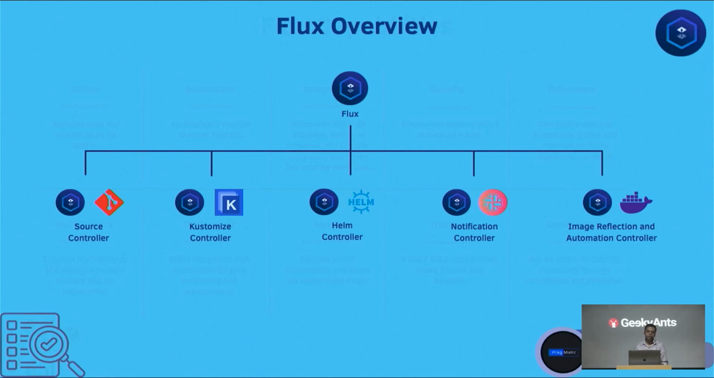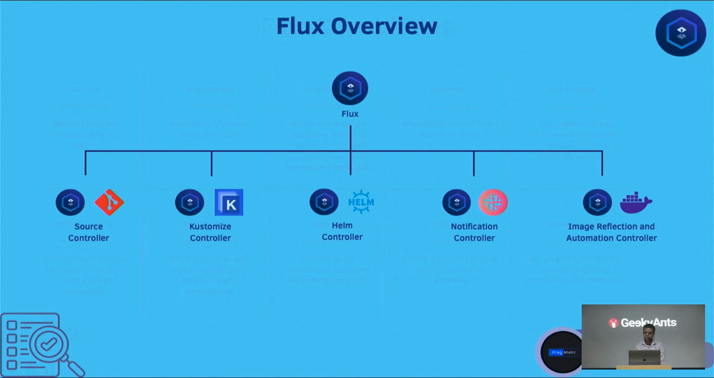And then you have the Kustomize controller. Once the source controller gets all the artifacts, what the Kustomize controller will do is take those artifacts and apply them to your Kubernetes cluster. Similarly, we have the Helm controller, which takes care of Helm charts. And then the notification part, which I was just discussing. The notification controller takes care of that aspect.